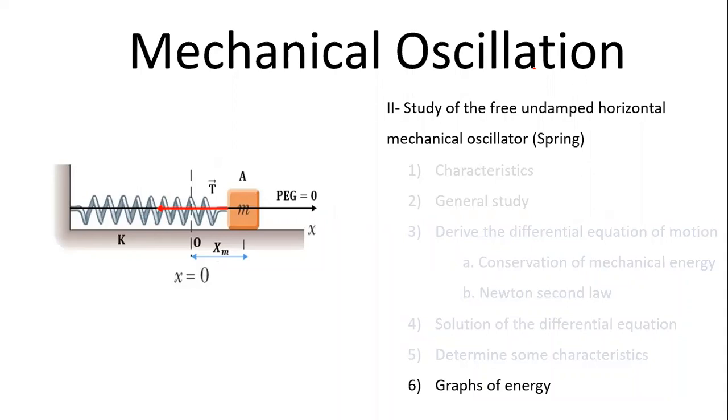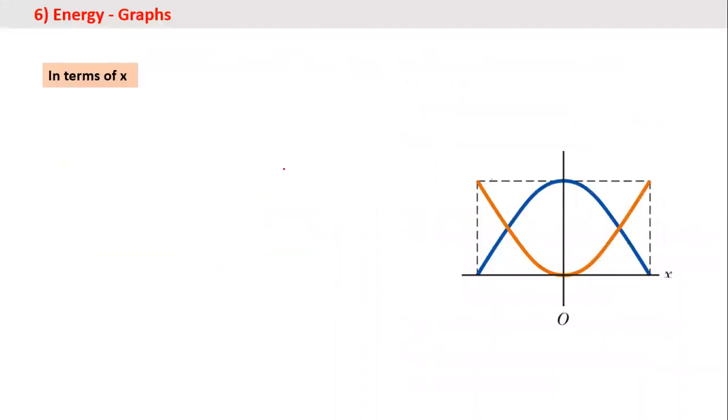Still in part 3, the undamped horizontal mechanical oscillator. Now we'll talk about the graph of energy in this case. So let's see first the graph of the energy with respect to x. In terms of x, we know that there's no friction, and we have the case of a horizontal spring pendulum, so this is x, and this, for example, the origin.